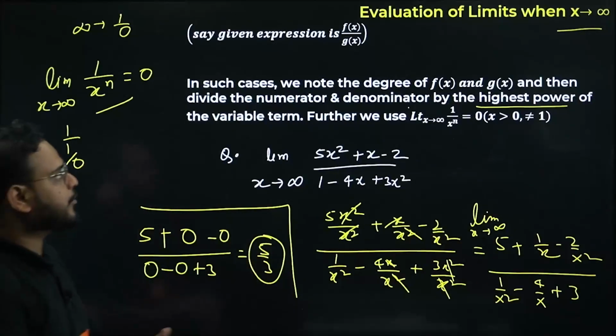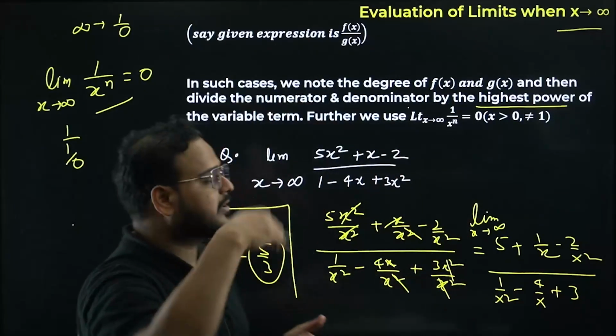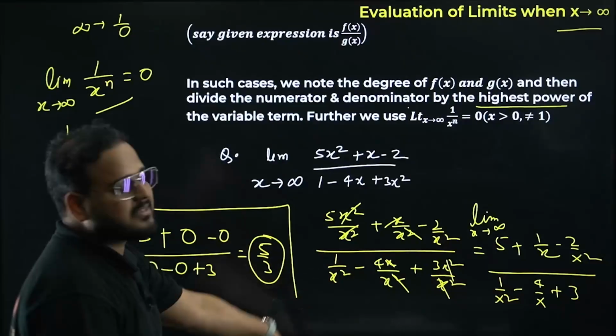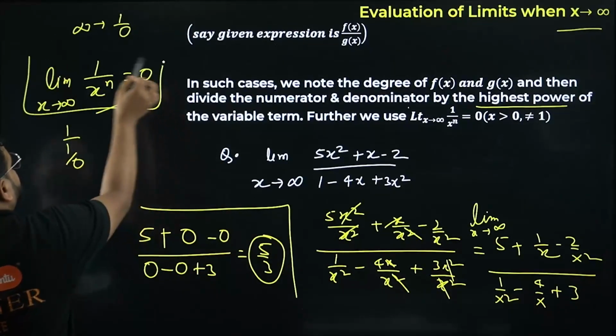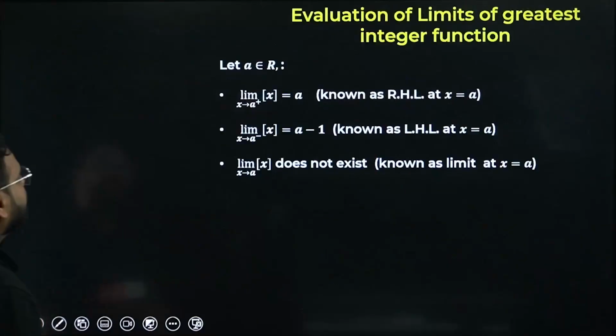So whenever you have a question with x tends to infinity, what are you going to do? Divide by the highest power of the numerator and denominator, and simplify like this. The result will be simply 5 by 3 using this condition. Okay, answer is 5 by 3. Moving on.